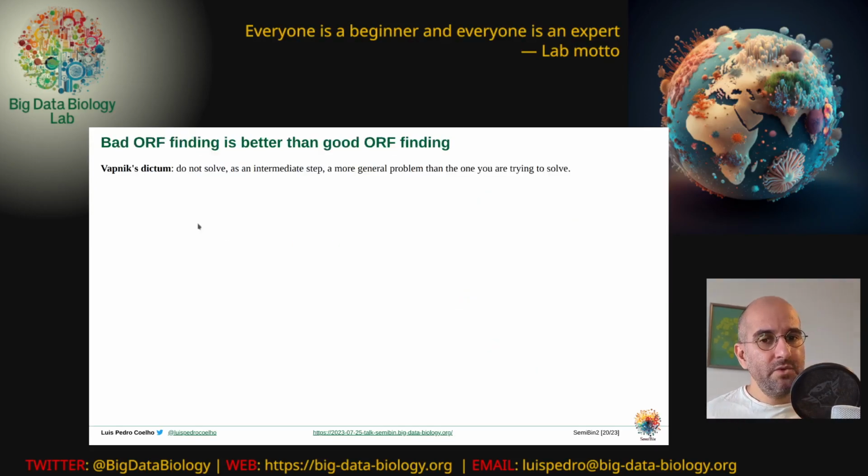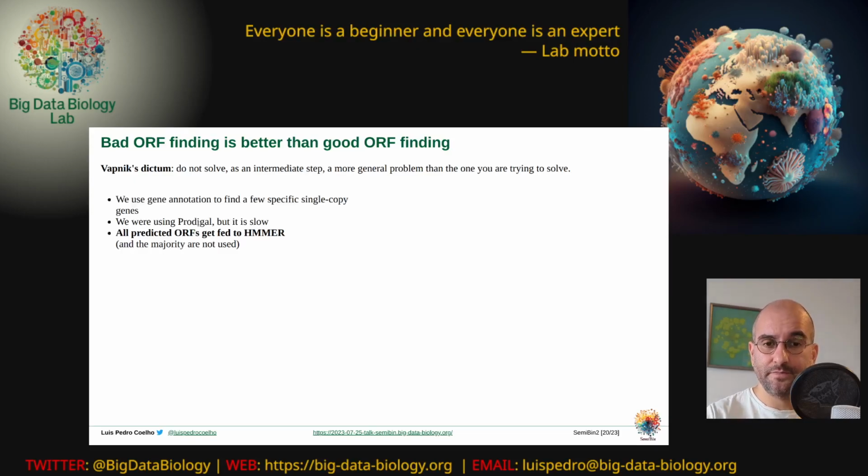Okay, so I'll leave you with one final anecdote. I think this didn't even make the paper. This is one of these technical details that I actually think is kind of cool, and that is that bad ORF finding is better than good ORF finding. Vapnik was one of these giants in machine learning, especially more theoretical approaches. And he said, do not solve as an intermediate step a more general or harder problem than the one you are actually trying to solve.